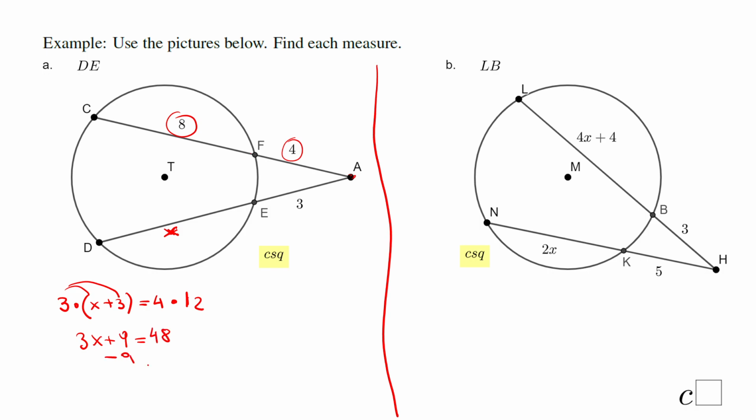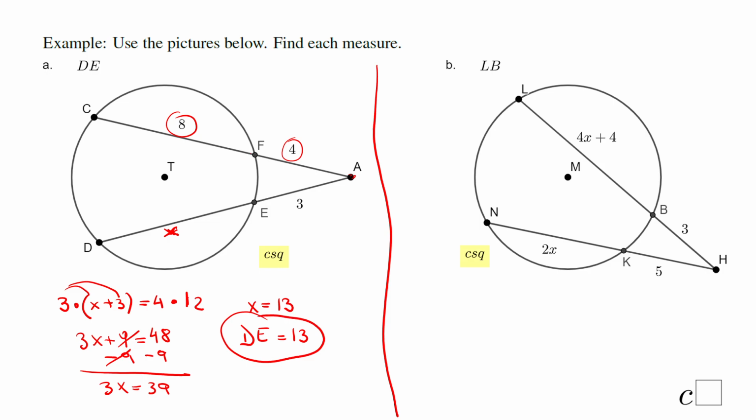Subtract 9. And we have 3x equals 39. And the last step, divide by 3 for finding x. Obviously, x equals 13, but we need to find DE. Yeah, that is how much DE is, because I called it just x. DE is 13.